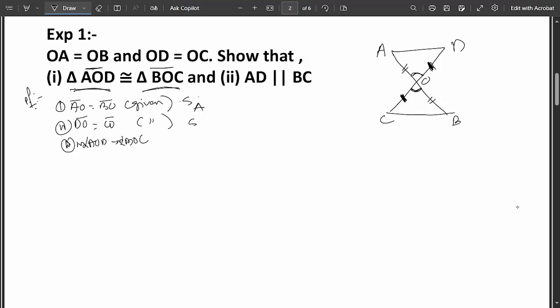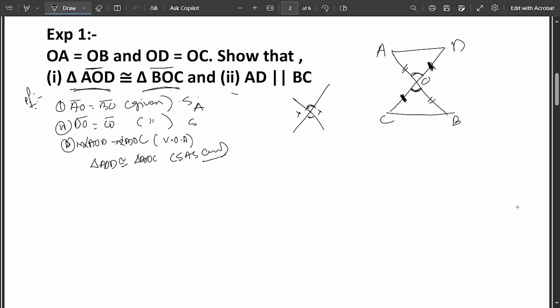Why are these two angles the same? These are vertically opposite angles. What is a vertically opposite angle? When two lines intersect at a point, they create four angles, two pairs of vertically opposite angles, and these vertically opposite angles are the same. So by SAS congruency, triangle AOD is congruent with triangle BOC.